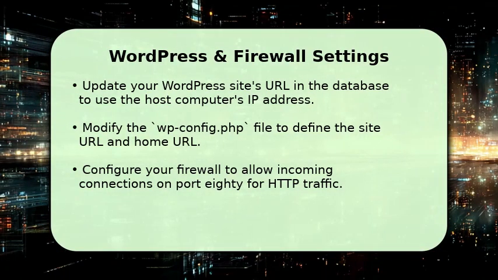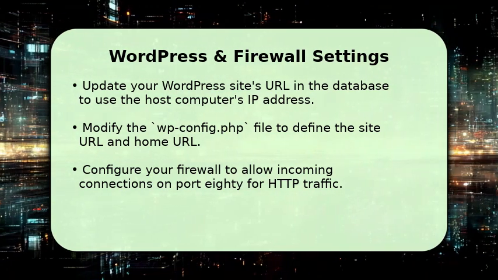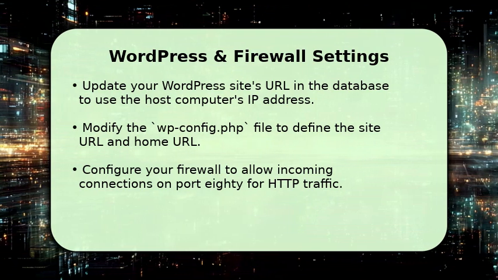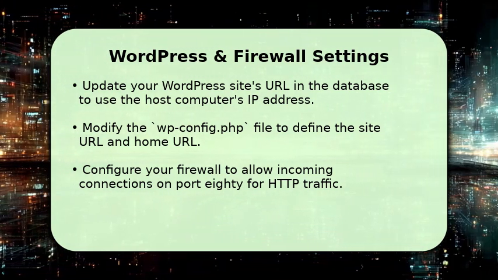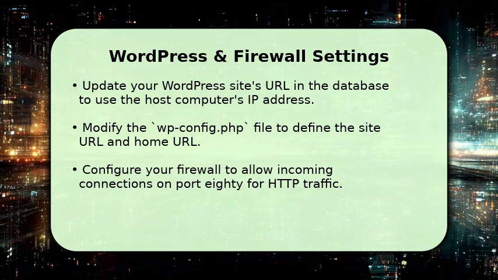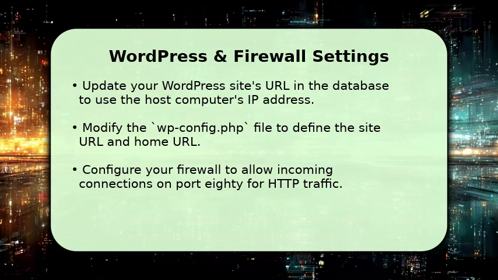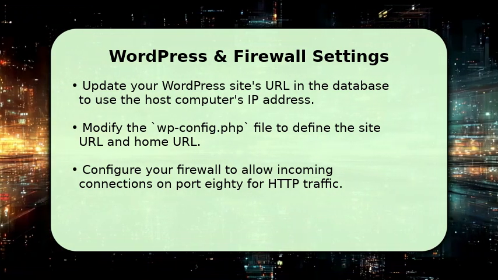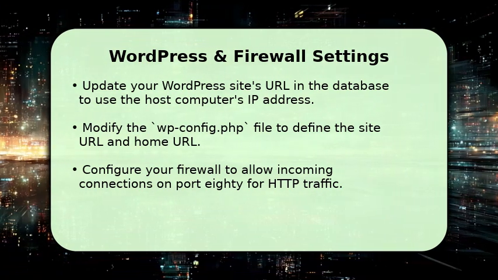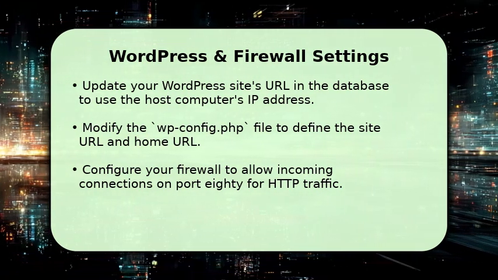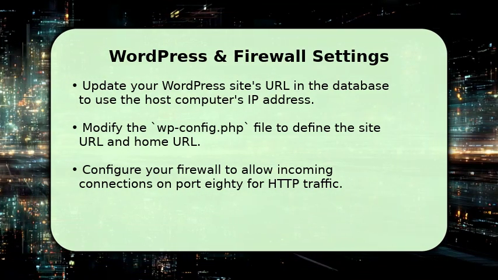To enable access, you'll need to update your WordPress site's URL within its database to reflect the host computer's IP address. Additionally, modify the wp-config PHP file by defining the WP_SITEURL and WP_HOME constants. Crucially, configure your host computer's firewall to permit incoming connections on port 80, which is the standard port for HTTP web traffic, allowing the other computer to reach your site.